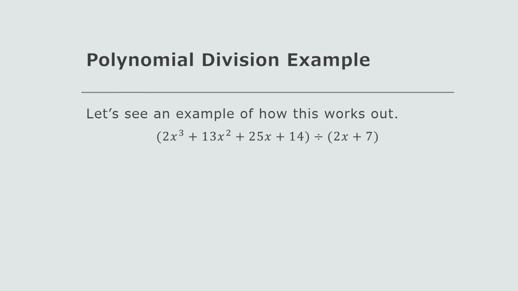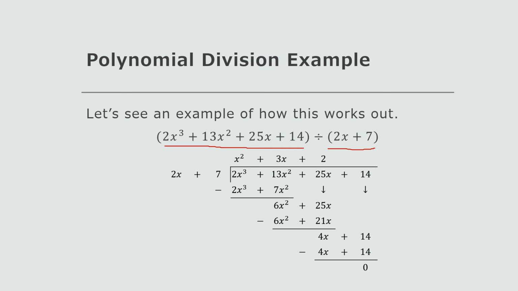Here's an example. We have the polynomial 2x cubed plus 13x squared plus 25x plus 14 divided by 2x plus 7. So here it is all worked out, but I'm going to go through it piece by piece. Starting with the first part, you look at the first term of the divisor and the first term of the dividend. You ask the question, what do I need to multiply by the first term of the divisor to get the first term of the dividend, which is 2x cubed? In this case, I need to multiply by x squared. So that's what I'm going to start by writing up here: x squared. x squared times 2x gives me 2x cubed. So that's what I needed.